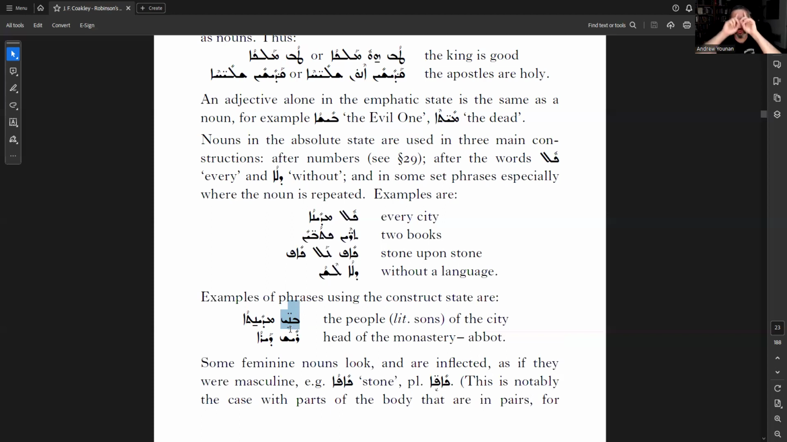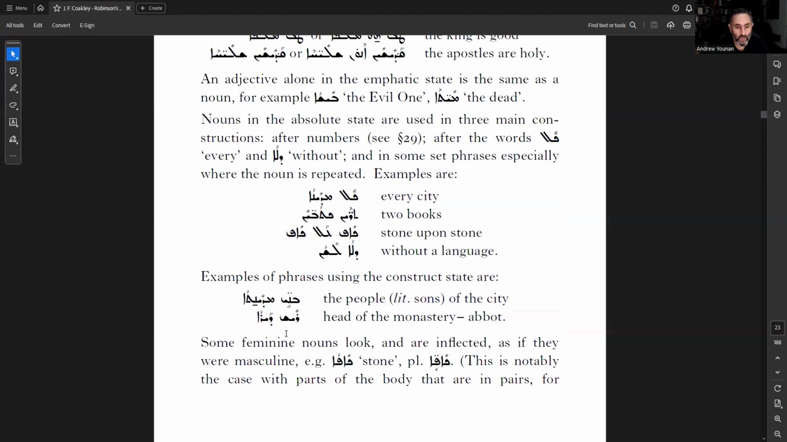So bra, let me actually work through this. Bra is son. The plural of bra is irregular. It's bneiya. Bneiya is the emphatic plural of bra. The construct state of bneiya is bnei. So the sons of the city, bnei damvita, bnei vita, which just means the people of the city. Resh deira, the construct state of resha deira, becomes resh deira, the head of the monastery or the abbot.